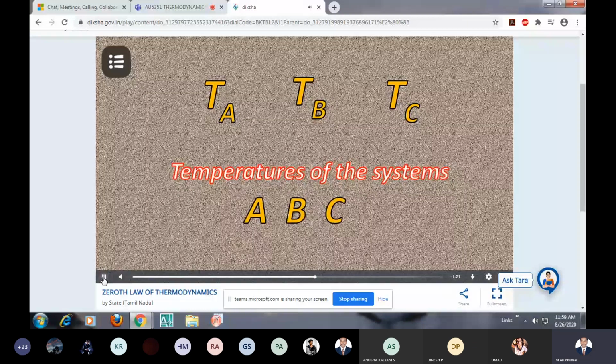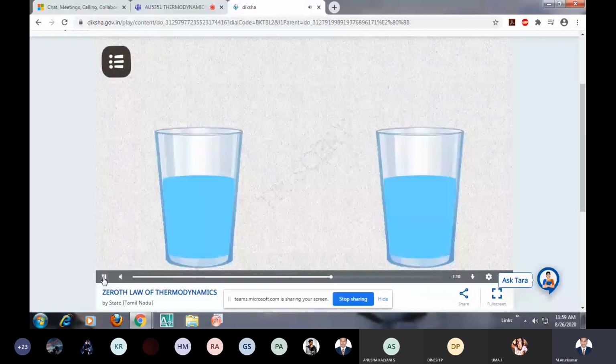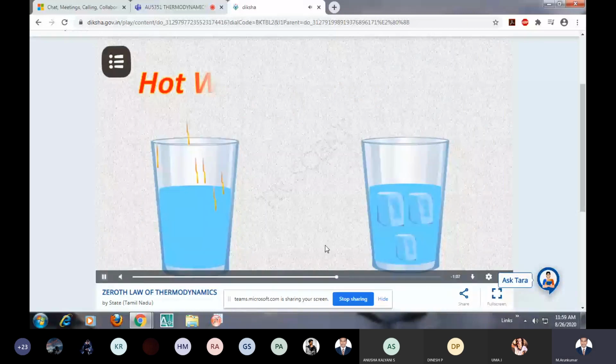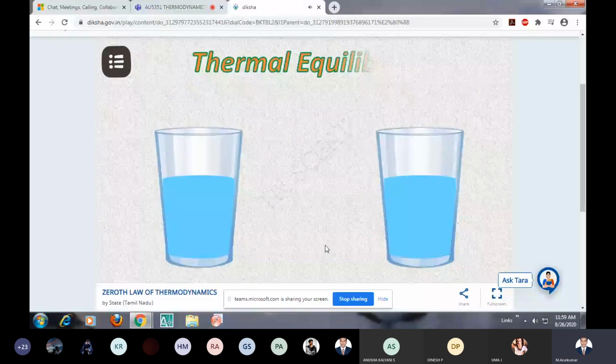So TA refers to the temperature of system A, TB the temperature of system B, and TC the temperature of system C. So if there is a contact between A and C, and B and C, we can say the systems A and B are in thermal equilibrium. So this is an example of thermal equilibrium.